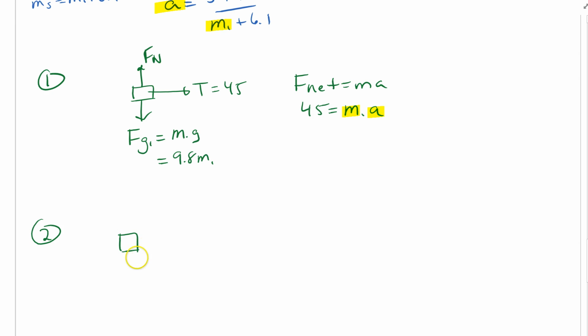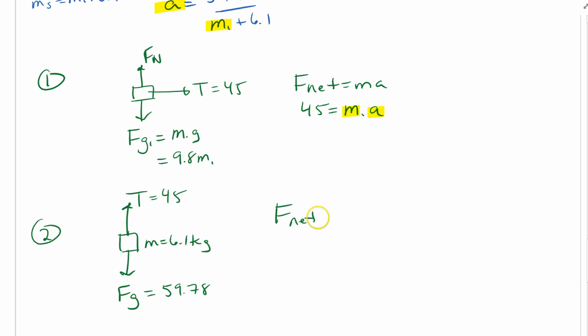Let's see. So we have a downwards force of gravity. We have an upwards tension force. The downwards force of gravity we already found out was 59.78, and the tension force upwards is 45. And we know this mass is 6.1 kilograms. So check this out. If we do our F net equals ma statement, which way is this going to accelerate? It's going to accelerate that way, isn't it? Because 59.78 is greater than 45.